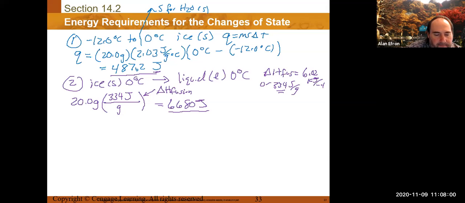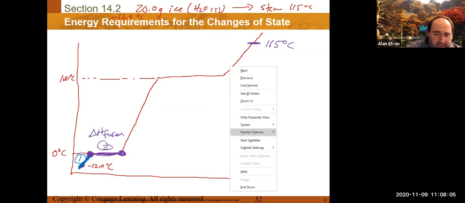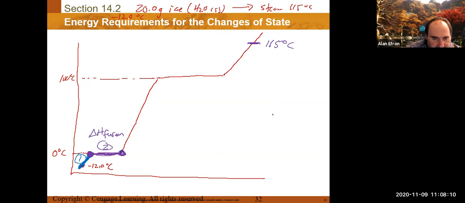Okay, so if we go back to our little drawing here, we could see where we're at this point. We are now sitting at liquid water at 0 degrees Celsius. So the next process that would occur is we would take that liquid water at 0 degrees Celsius, and we would take it all the way up to liquid water at 100 degrees Celsius.